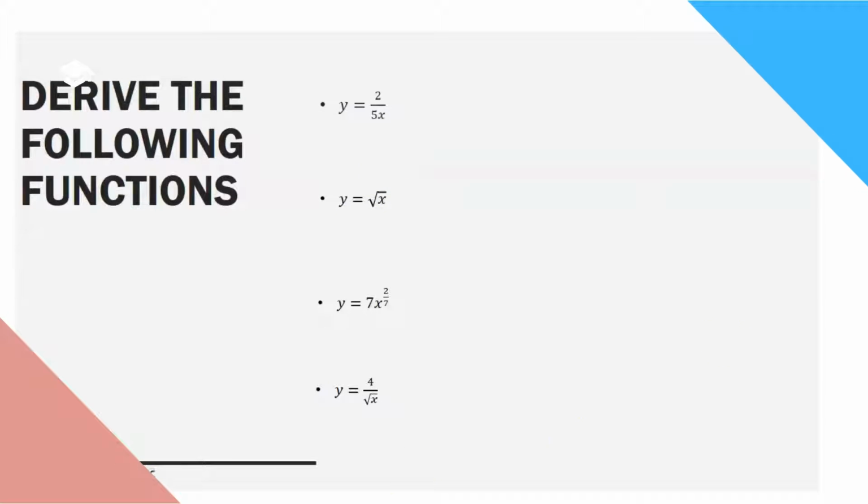Alright, let's differentiate this function. Okay, so we have y equal to 2 over 5x. We can split this function into 2 over 5 times 1 over x. Then we can change this index: 2 over 5 times x to the power of negative 1.